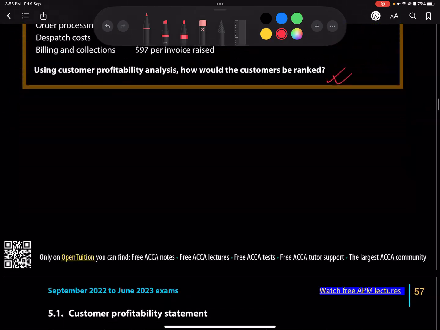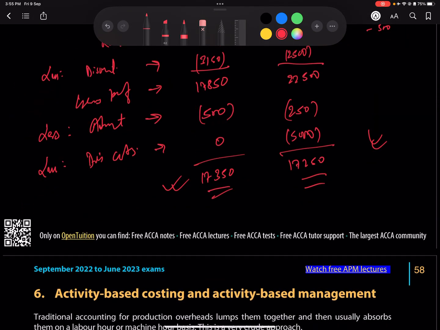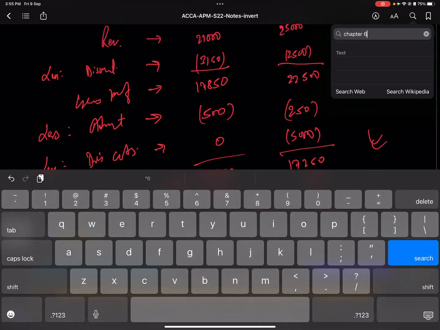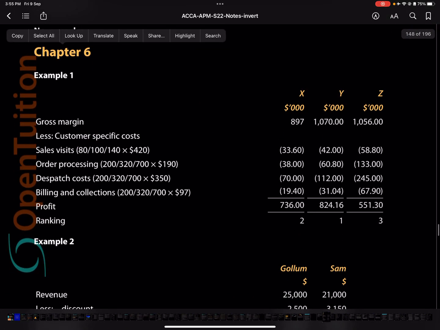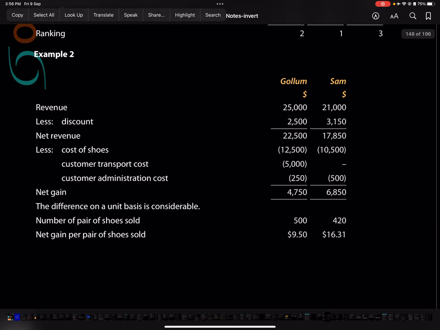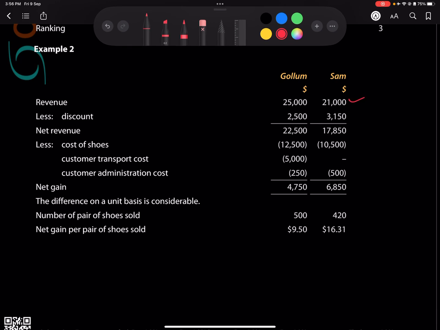And what was our answer? Chapter 6, right? 17,350 and 17,250, right? So chapter 6. Let's just search it, answers, and then right over here. Where is it? It's over here. Okay. So 420. They have a Sam thing over here. Remember? Sam, and then we discount it, and then we get that much cost of shoes. Okay, I think I made a mistake right over there. Otherwise, I think it should be fine. Let's just see one more time.